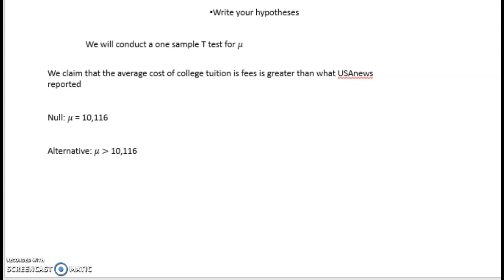We were examining the fact that USA News reported that the cost of college tuition and fees was $10,116. However, we claim that that cost is actually greater than what that news reported. So we're given one list of data, so we're going to calculate a one-sample t-test for a population mean.